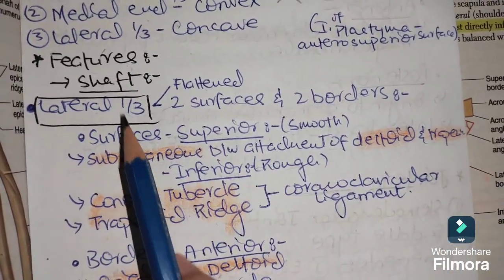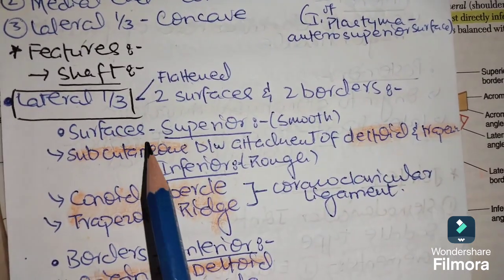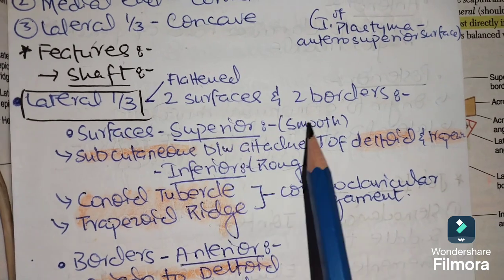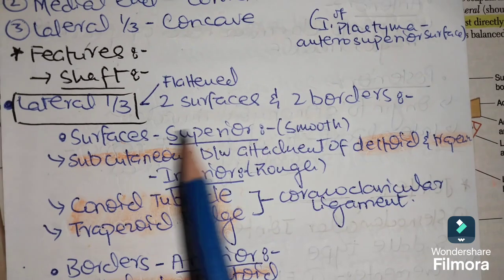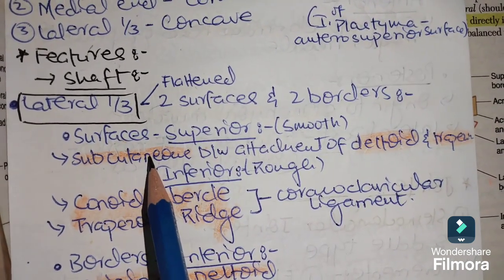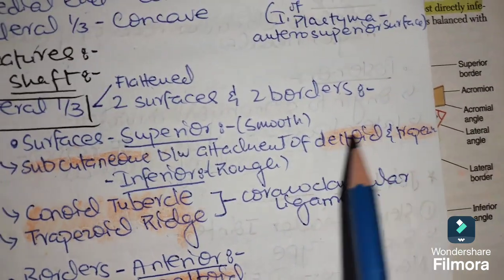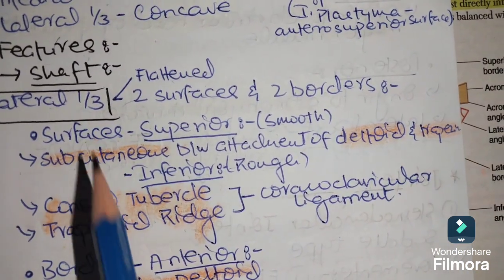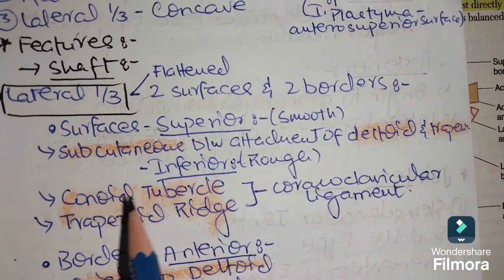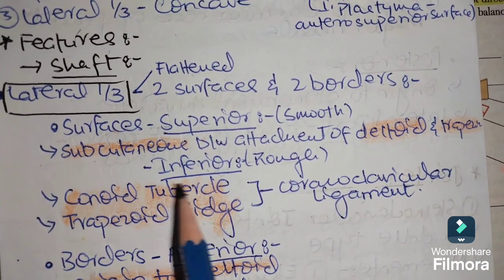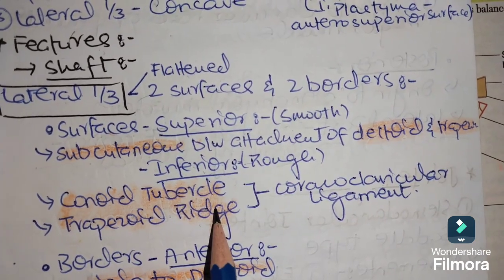So again coming to the notes, the lateral one-third consists of two surfaces and two borders. The superior surface is smooth and the inferior surface is rough in texture. The superior surface is subcutaneous between the attachment of deltoid and trapezius. Now these two are the muscles that are attached to the lateral one-third of the clavicle. The inferior surface consists of two very important features of clavicle, which are the conoid tubercle and the trapezoid ridge.